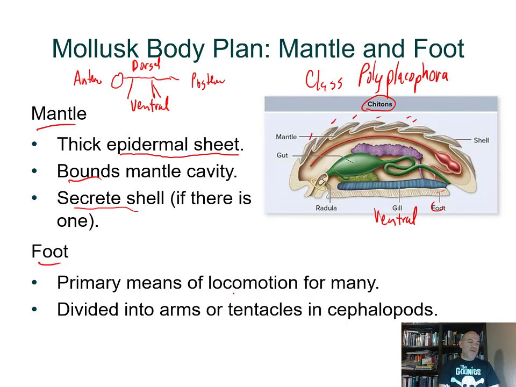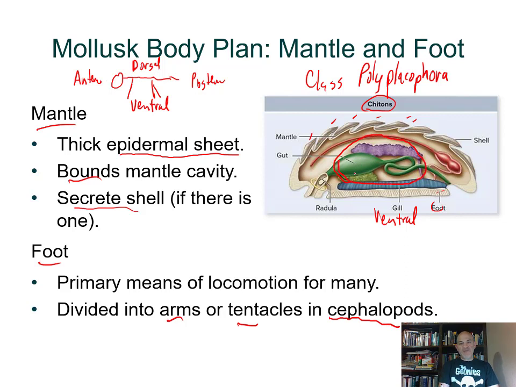This foot has been modified over evolution, descent with modification, into arms or tentacles, like in the cephalopods. So when you look at the arms of an octopus, the foot has evolved into 8 different arms with suckers on them and so on. And another thing you're going to see while I have the picture here is above the foot, if this is ventral, then anything above that is towards the dorsum or the dorsal side. And you can see all of the internal organs here.